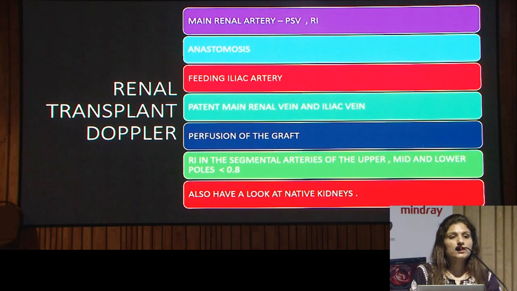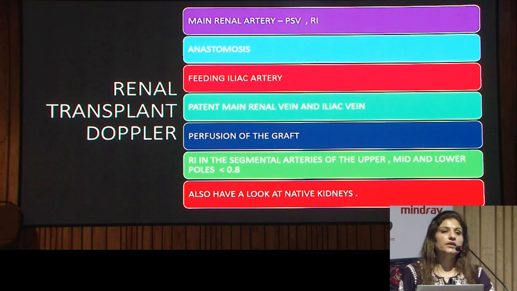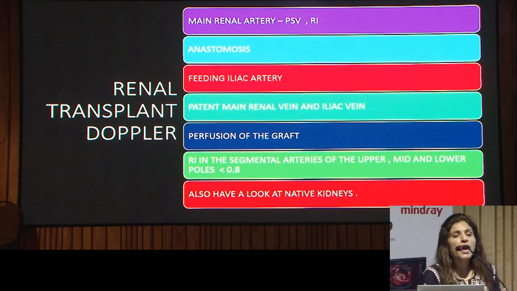So whenever a patient comes for a transplant Doppler, what are the parameters we need to check? We need to see the main renal artery, PSV and RI, the site of anastomosis, the feeding iliac artery, the patent main renal vein and iliac vein, perfusion of the graft, RI in the segmental arteries of all the poles.